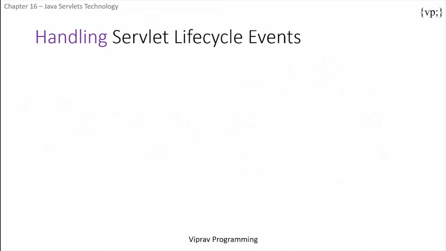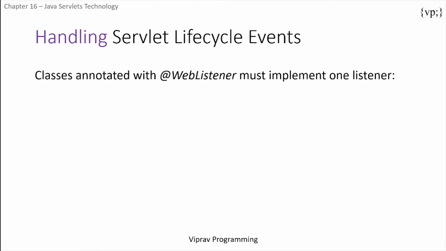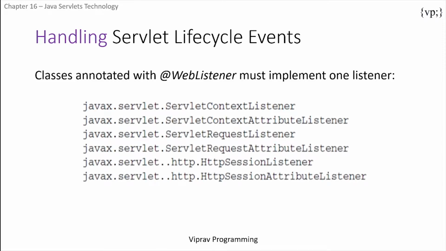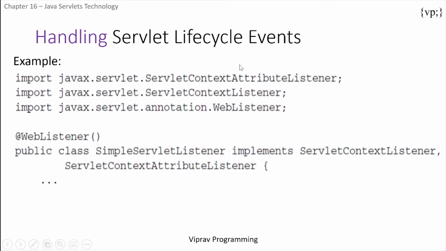Now, we can take a look at how to handle these servlet lifecycle events. There may be times you want to monitor or react to lifecycle events. Here, you can use listeners that fire when certain lifecycle events occur. Classes annotated with @WebListener must implement one listener in this list. In this example over here, we can see that it uses the attribute listener, context listener, and the @WebListener annotation with no parameters, and you create your class called SimpleServletListener.